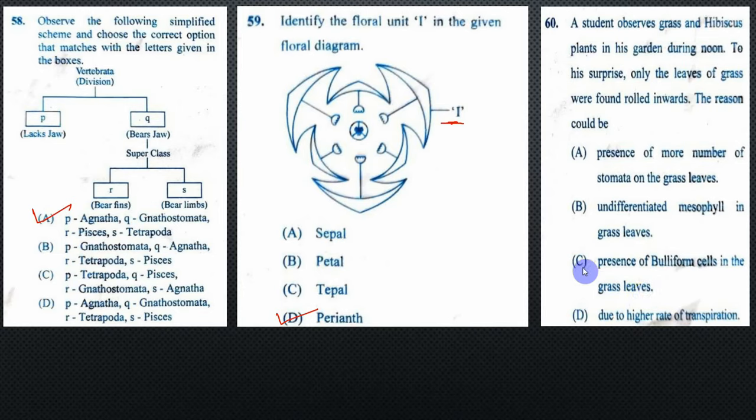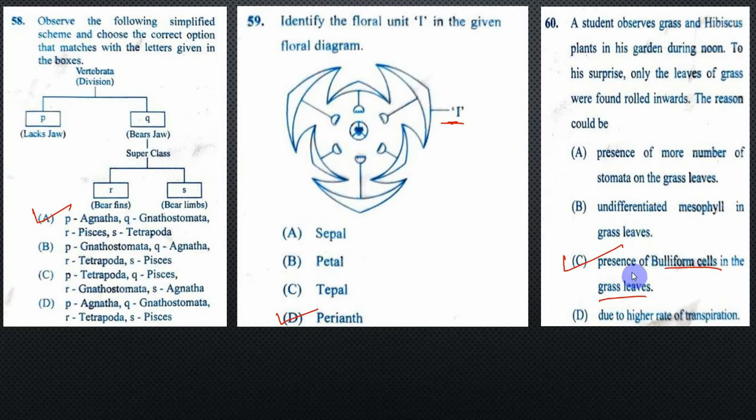So the right option for this particular question is the presence of bulliform cells in the grass leaves, which are characteristic cells mainly found in the case of monocots, and they are mainly involved in folding and unfolding of the leaf tissue because it mainly controls the light intensity and overall reduction in the water loss. So the right answer for this question is the presence of bulliform cells in the grass leaves.